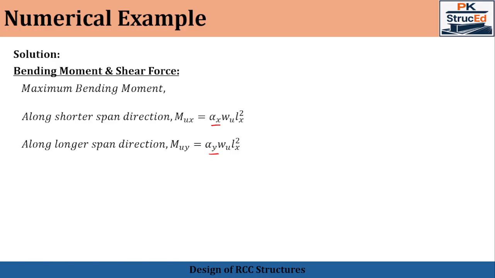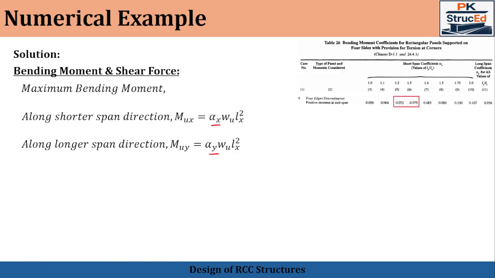Since the slab corners are free to lift, the coefficients will be taken from case 9, that is 4 edges discontinuous, wherein only the positive moment at the midspan will be considered. As the aspect ratio is calculated as 1.24, we need to get the value between 1.2 and 1.3, and then it has to be interpolated in order to get the value for alpha x. So based on the interpolation, we got alpha x as 0.075.